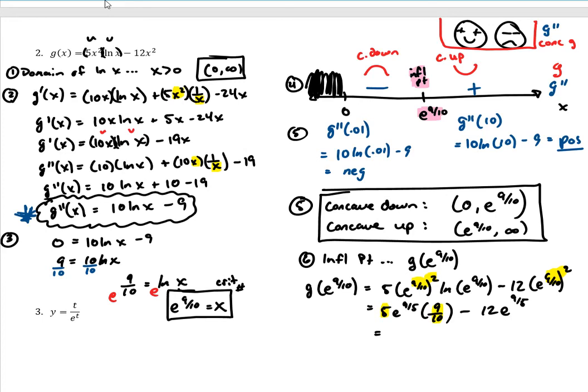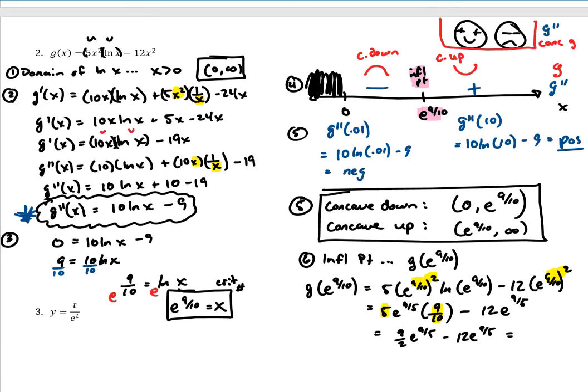And we would have, eventually, the 5 and the 10 reduce to be 1 and 2. So it would become 9/2 e to the 9/5 minus 12 e to the 9/5. And then at this point, we can get a common denominator.